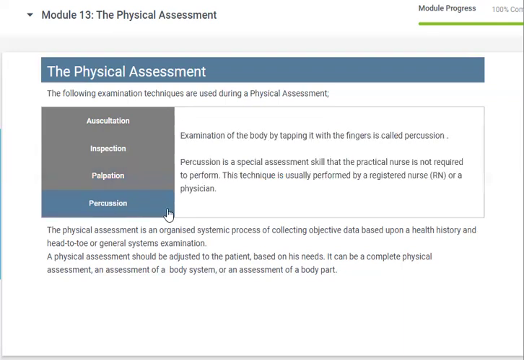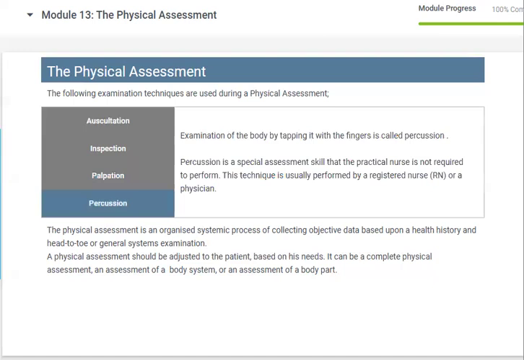Percussion. Examination of the body by tapping it with the fingers is called percussion. Percussion is a special assessment skill that the practical nurse is not required to perform. This technique is usually performed by a registered nurse, RN, or a physician.